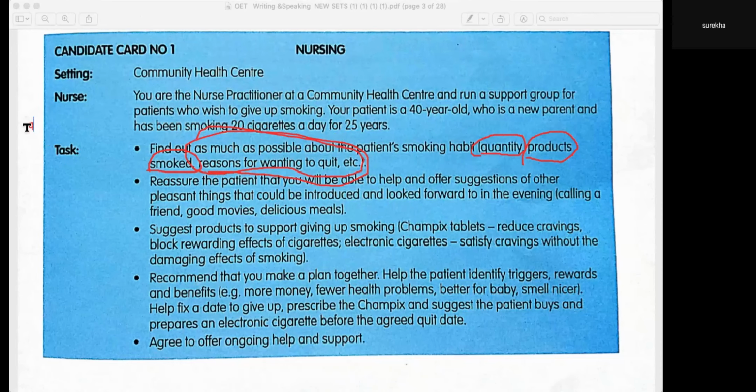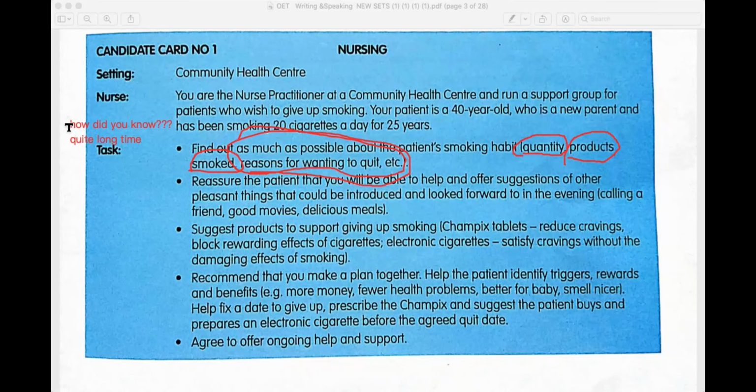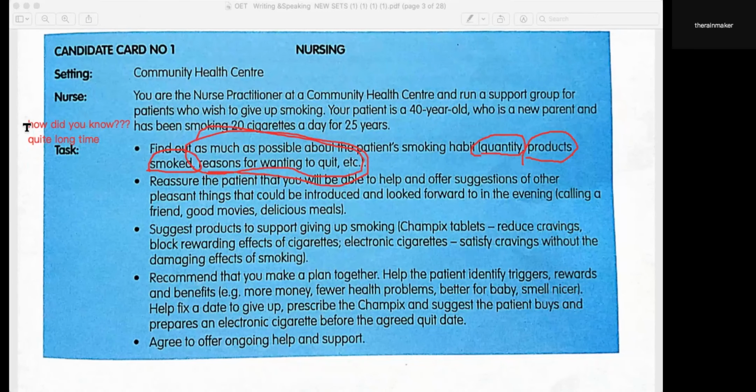Okay, I just knew that you are a new parent, and congratulations for that. But for your new child, you have to smell nice, and for the better health of the baby, you have to quit smoking. Are you aware of that, Miss Mary? Sorry. It's a wrong association. Anyways, keep going.